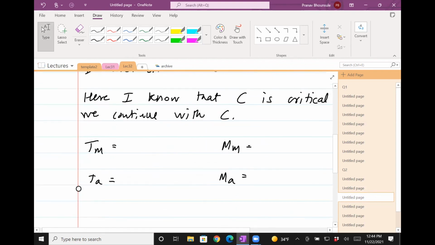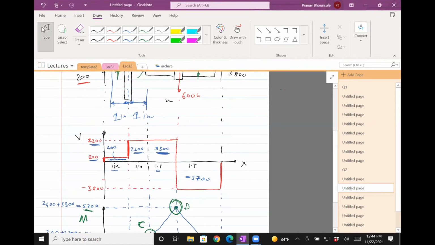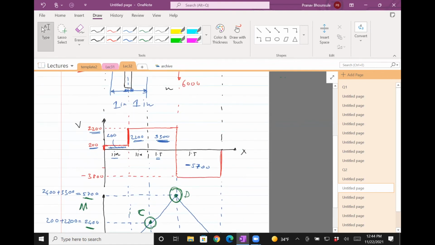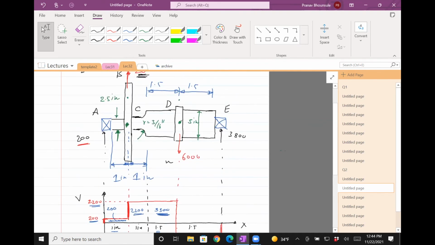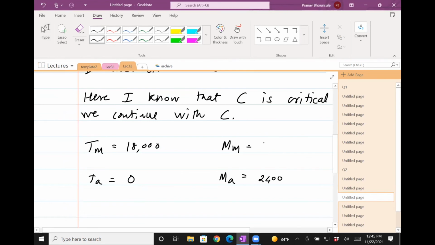So Tm is 18,000 and Ta is 0. Okay, now let's look at Mm or Ma. So this is the bending moment diagram. We have moment at C as 2,400, and that is the moment at C, right? So what will happen is when the shaft rotates, this M will actually transition from 2,400 positive to 2,400 negative. Because the moment itself is constant, but the shaft is rotating, and that causes the moment to alternate between 2,400 and minus 2,400. So Ma is 2,400. The steady part Mm is 0. This is in lbs inch.